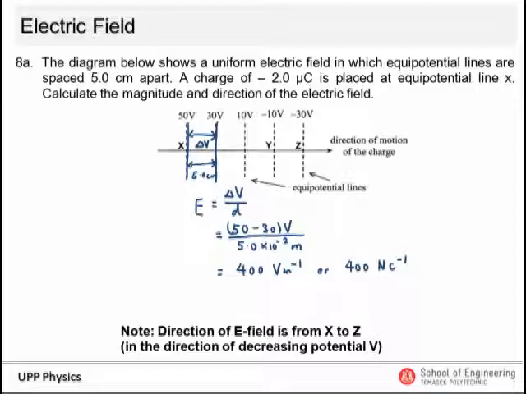Electric field flows in the direction of decreasing potential. And from the diagram given, the potential decreases from X to Z. So along that direction, that must be the direction of the electric field. And since we know that electric field lines are perpendicular to equipotential lines, the direction of motion of the charge will indicate the direction of the electric field.